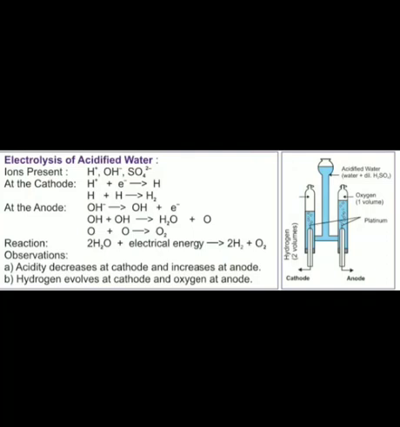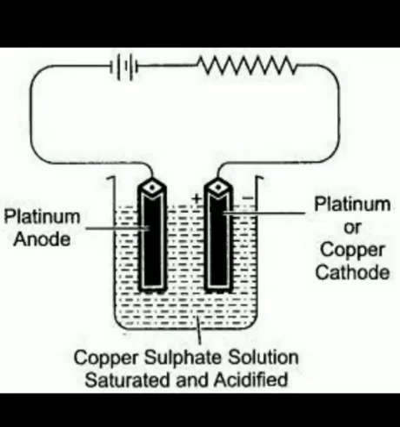This is all about the electrolysis of acidified water. Now I move to electrolysis of copper sulfate solution, where platinum is the electrode. That means inert electrode. So here you see both the cathode and anode are platinum, that means inert electrodes.